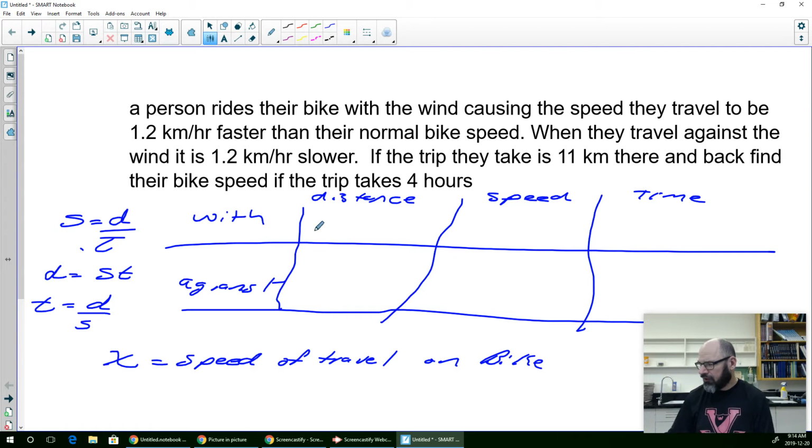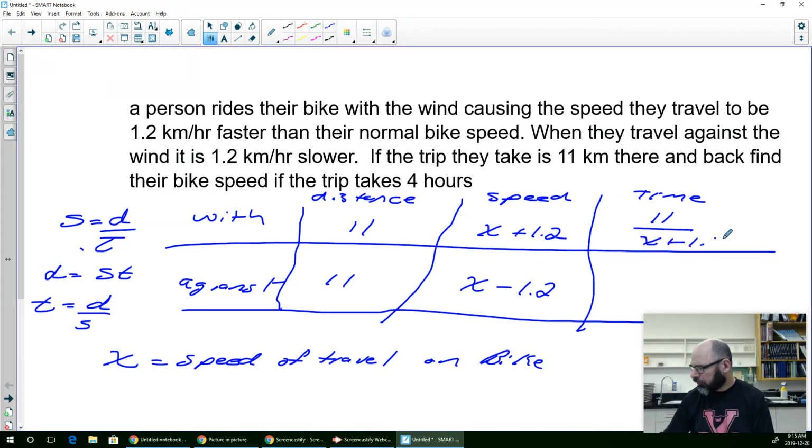Okay, so his distance that he goes is 11 kilometers both ways, going there and back. His speed with the wind is x plus 1.2 kilometers an hour. His speed against the wind is x minus 1.2 kilometers an hour. So then we got to do the time. So the time is going to be 11 over x plus 1.2 here. And the time here is going to be 11 over x minus 1.2.